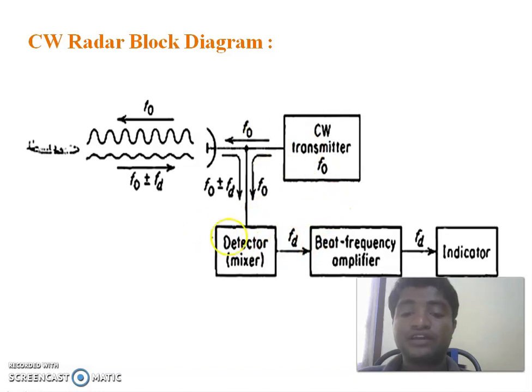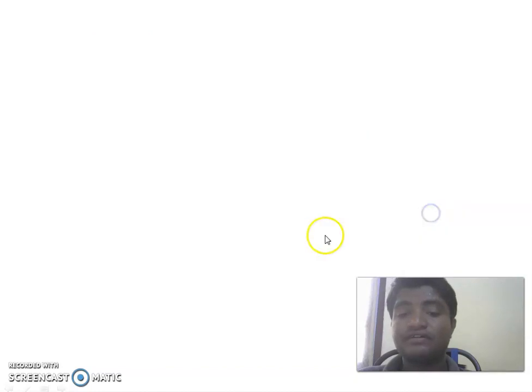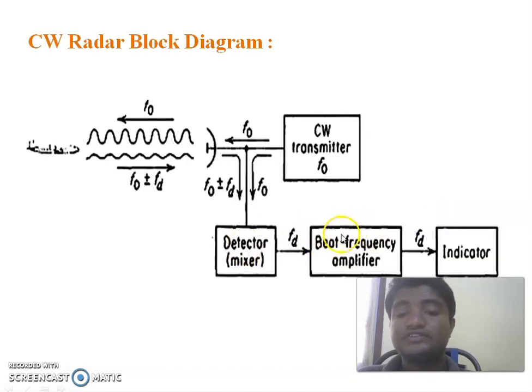And the next block is the beat frequency amplifier. This beat frequency amplifier is also called a Doppler amplifier, and it eliminates the echoes from stationary targets. The stationary targets are not required because buildings, trees, all are stationary. The echoes from the stationary targets are not required. This beat frequency amplifier will eliminate the echoes from the stationary targets and also amplify the echo signal.